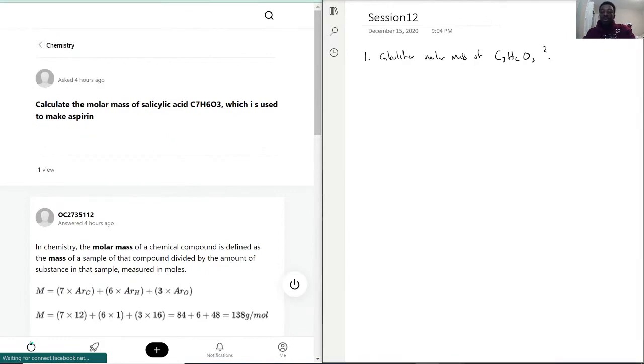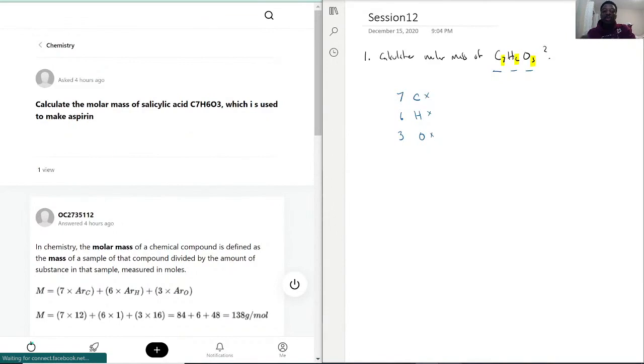What do I mean by constituents? I mean we have the carbon here, hydrogen here, and oxygen. So we know that salicylic acid is made up of 7 carbons, 6 hydrogens, and 3 oxygens. How do they get that number? I'm looking at the subscripts for each atom mentioned, okay? So with that being said, we have 7 carbons, 6 hydrogens, 3 oxygens.